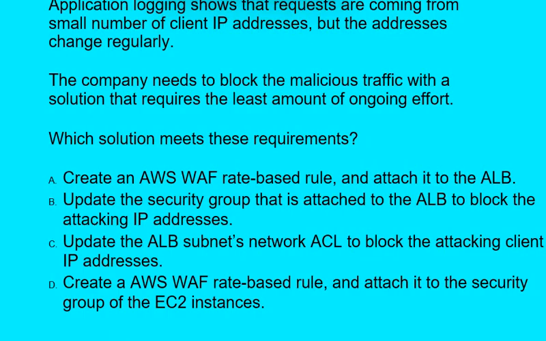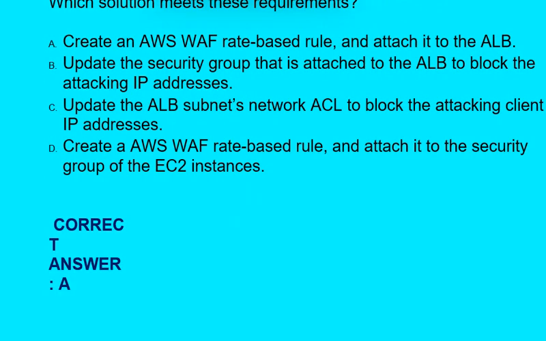Option A, create an AWS WAF rate-based rule and attach it to the ALB. Option B, update the security group that is attached to the ALB to block the attacking IP addresses. Option C, update the ALB subnet's network ACL to block the attacking client IP addresses. Option D, create an AWS WAF rate-based rule and attach it to the security group of the EC2 instances. Correct answer is option A.